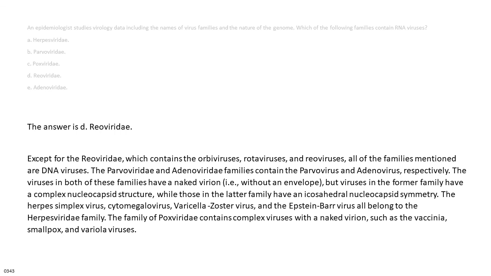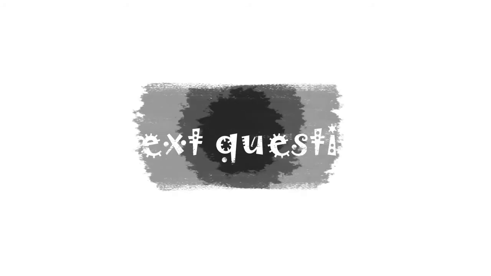The herpes simplex virus, cytomegalovirus, varicella zoster virus, and the Epstein-Barr virus all belong to the Herpesviridae family. The family Poxviridae contains complex viruses with a naked virion, such as the vaccinia, smallpox, and variola viruses.